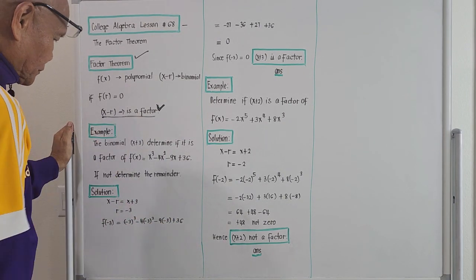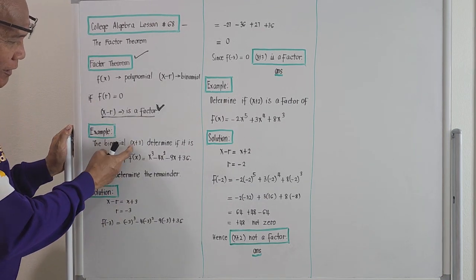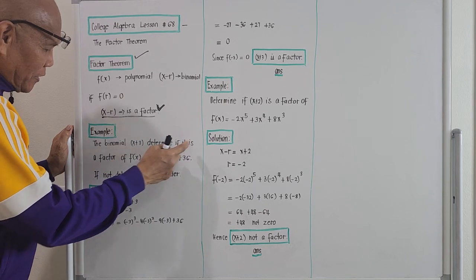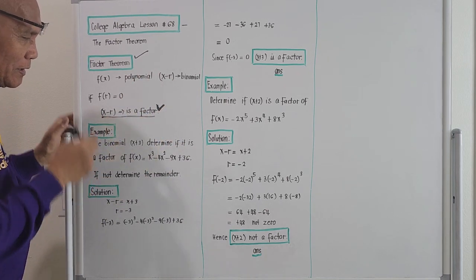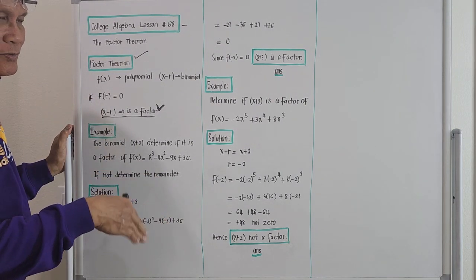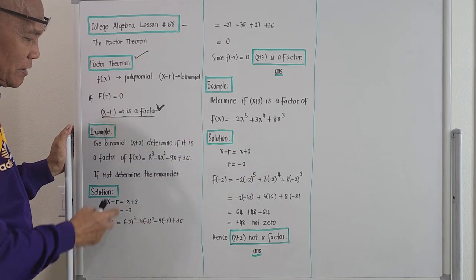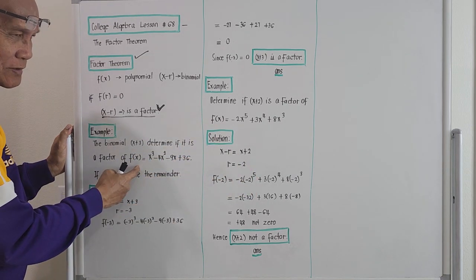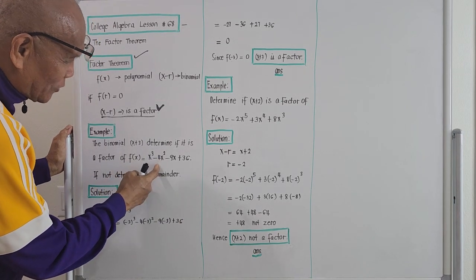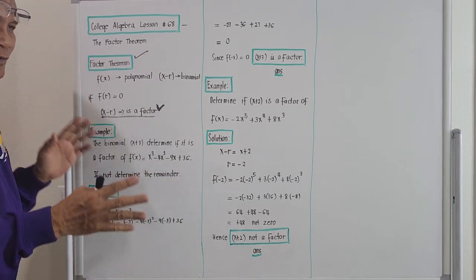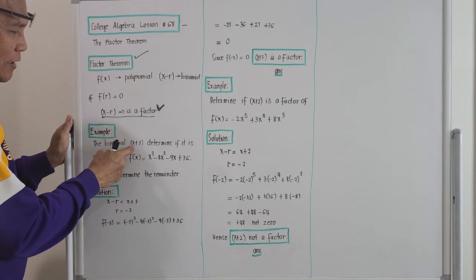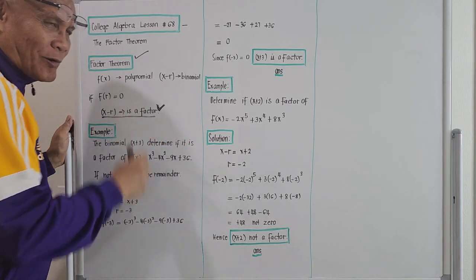Example number 1. We are given the binomial x plus 3. We are asked to determine if it is a factor of the given polynomial. The given polynomial is an expression that contains many terms, more than 2. So the polynomial f of x will be x cubed minus 4x squared minus 9x plus 36. The problem is just asking, is this binomial x plus 3 a factor?